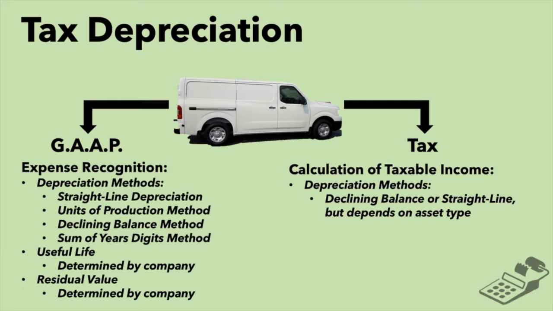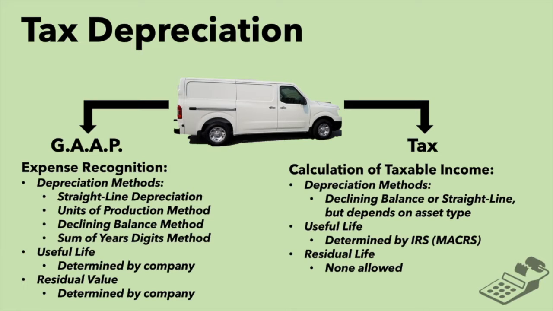The depreciation methods are either declining balance or straight line, depending on the asset type, as we'll talk about in a few minutes. Useful life is determined by the IRS, the Internal Revenue Service, and it is done so using the Modified Accelerated Cost Recovery System. There is no residual life allowed in tax depreciation. The entire cost basis must be expensed.